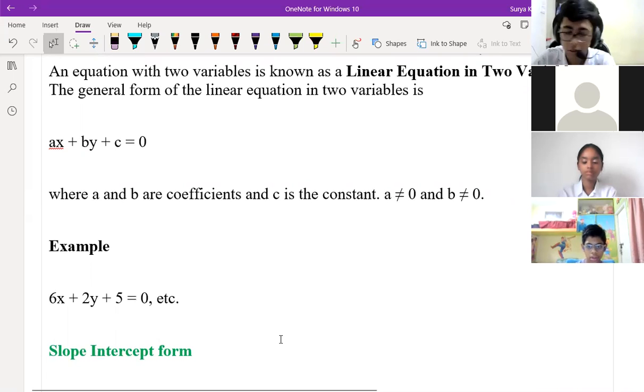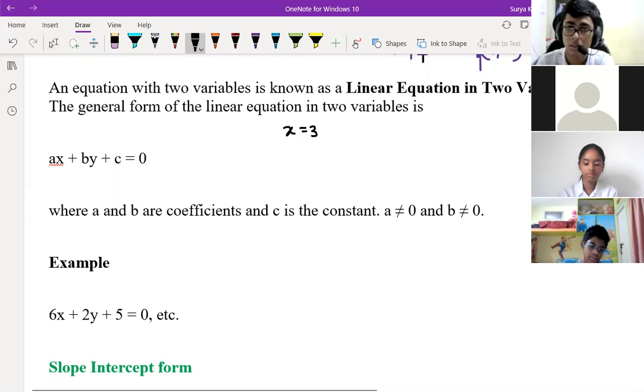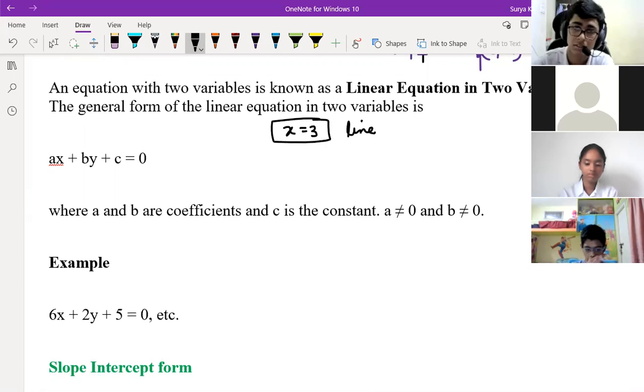Sir, so if there is a point called x is equal to 3, we will say x is equal to 3 is a line. It is not a point. What again, sir? You say x is equal to 3. Yeah. We will say it is a line. Yeah, line only. We cannot say it is a point. No, no, no. x is equal to 3 is not a point. Okay.